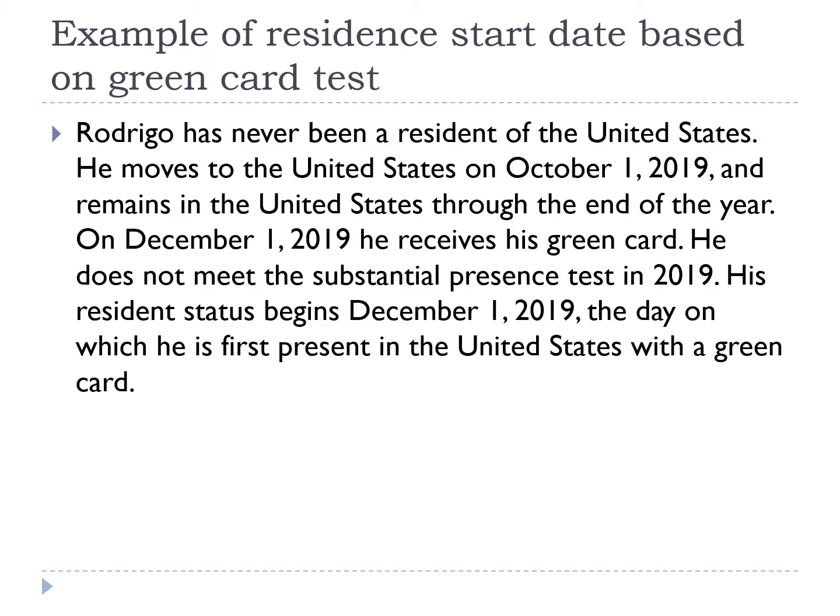Rodrigo has never been a resident of the United States. He moved to the United States on October 1, 2010, and remains in the United States through the end of the year. On December 1, 2010, he receives his green card. He does not meet the substantial presence test in 2010. His resident status begins December 1, 2010, the day on which he is first present in the United States with a green card.